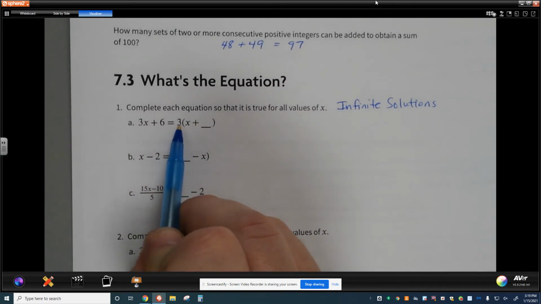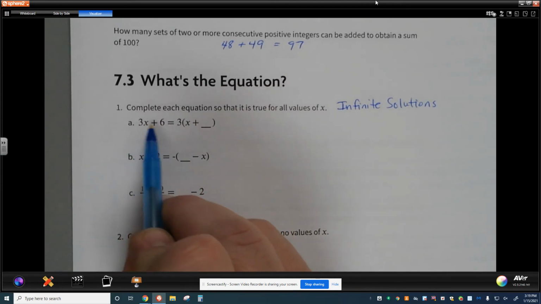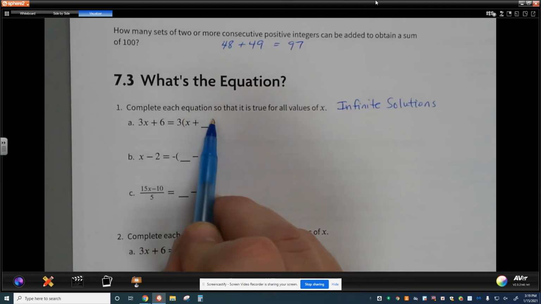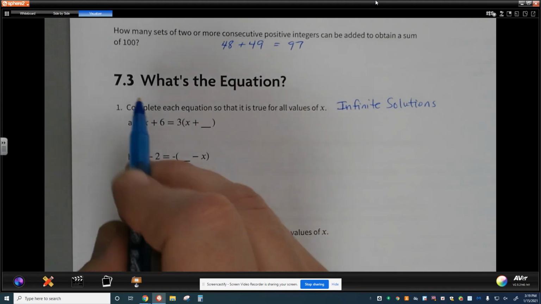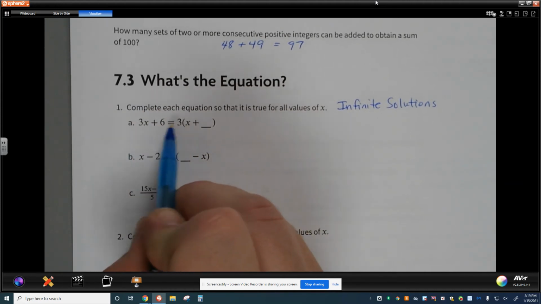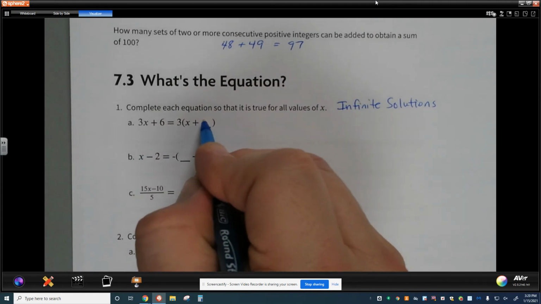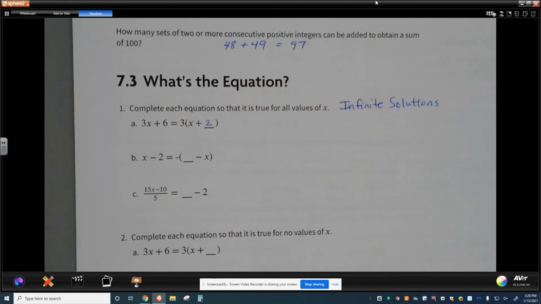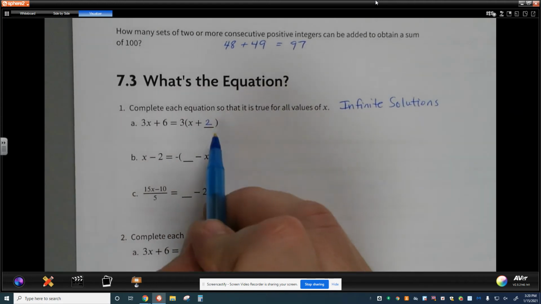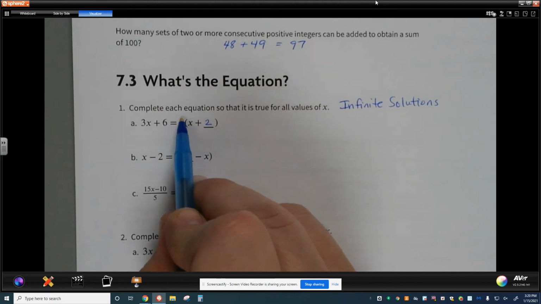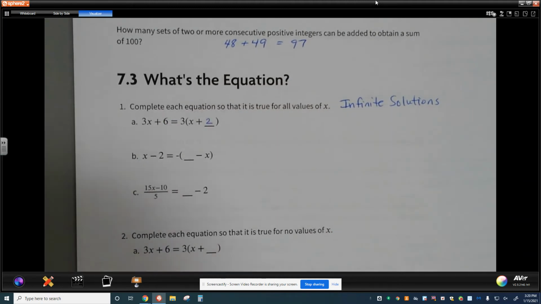3 has been factored out of the 3x and the 6. I know it's been factored because I've separated that 3 away with parentheses. So when we think about that, 3x divided by 3 is just x, and 6 divided by 3 is 2. The only value that I can possibly use in this situation is that the constant value must be 2, so that when I multiply 2 times 3 it is 6. It has to be equal to it.